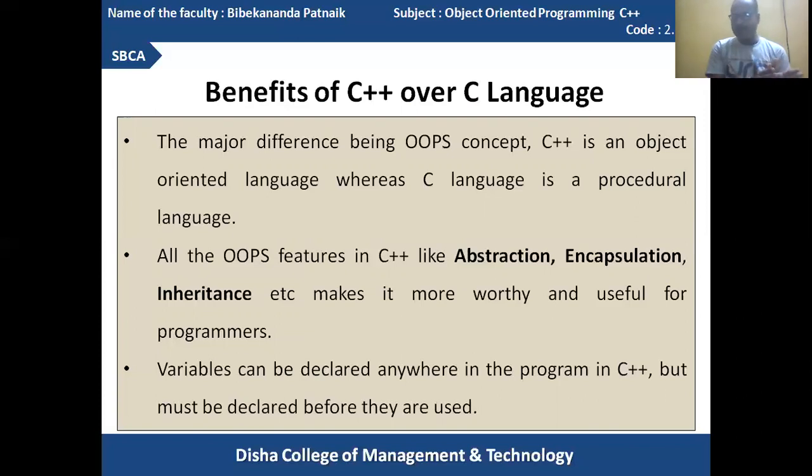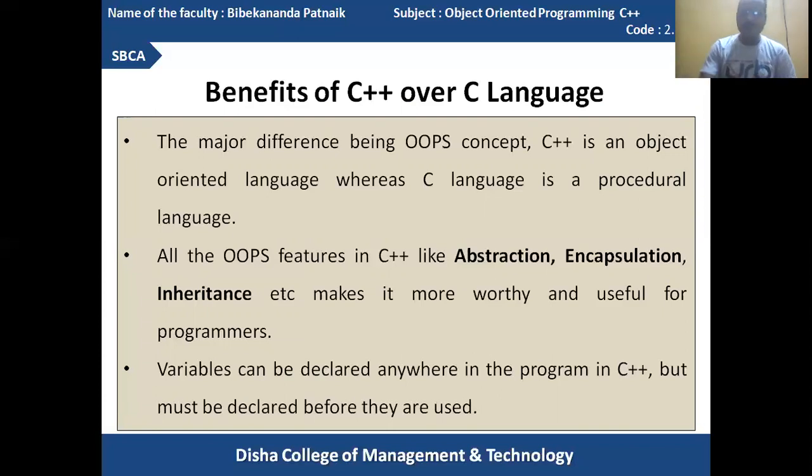In C++, variables can be declared anywhere in the program, but must be declared before they are used. As you know, whenever we define a particular variable, we can then manipulate its value afterward. So whenever you use a variable, it should first be declared in the program. This section, like what is a variable and what is a token, we normally discuss in the coming classes.